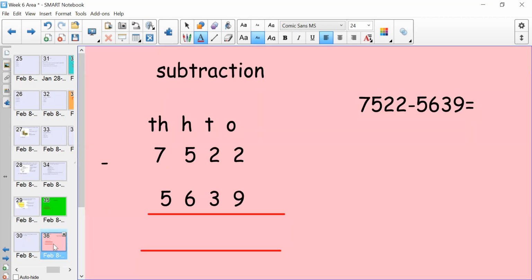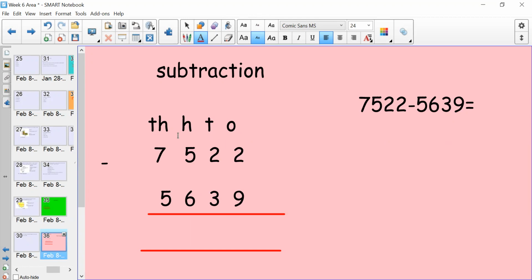Okay, so now we're going to move to subtraction. So again, when we have a sum, we've got to line it up in the correct column. So we've got thousands, hundreds, tens, and ones. Okay, so I'd like you to pause the video now and have a go at the subtraction sum. Okay, well done. So we also start with the ones column. So we've got 2 take away 9.